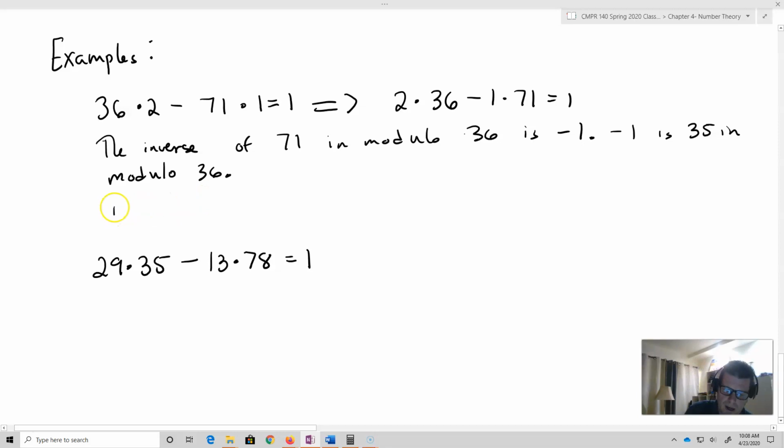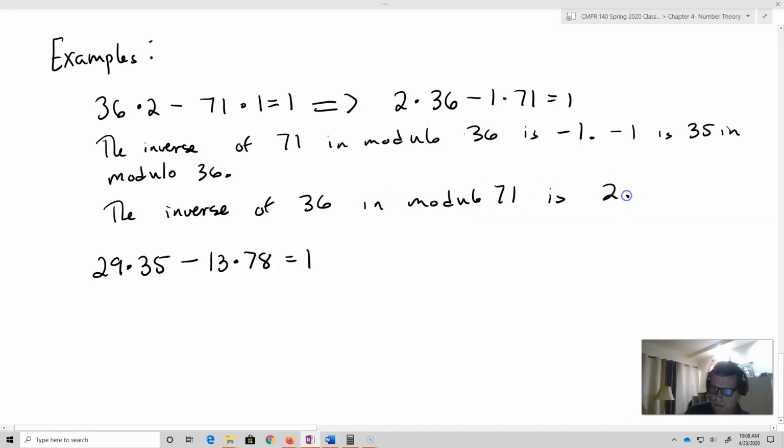So we'd say 35 is the inverse of 71. And then the inverse of 36 in modulo 71 is 2. Its scalar is 2, right? 2 times 36 is 72. That's 1 more than 71, so it's clearly 1 modulo 71. And you could actually check that 35 times 71 divided by 36 gives you a remainder of 1. So there's the first one.